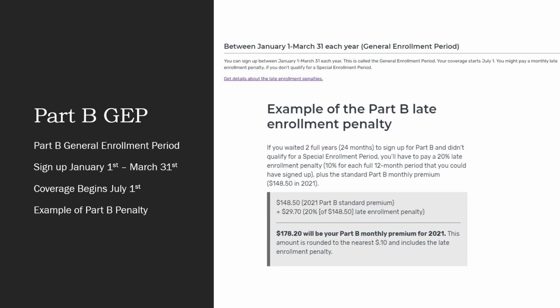So the next type of enrollment period for Part B is the general enrollment period, and this is the one that begins January 1st and extends to March 31st.